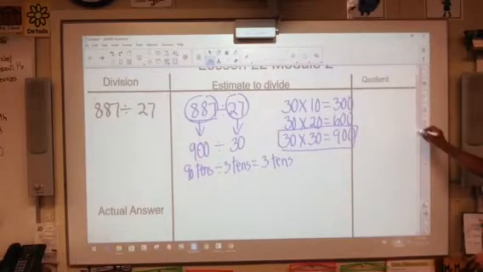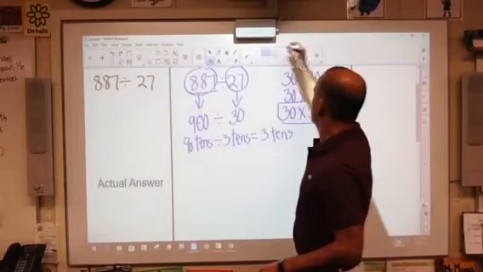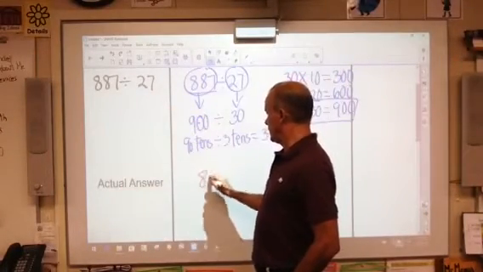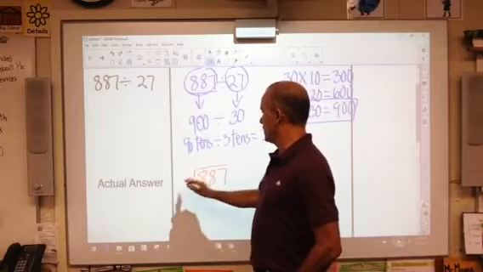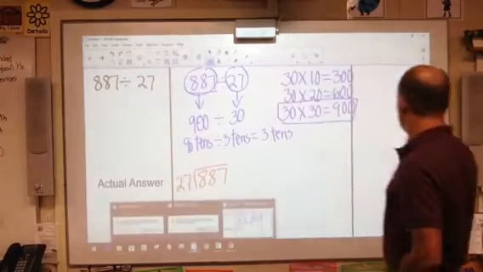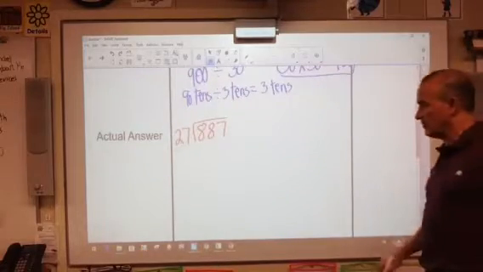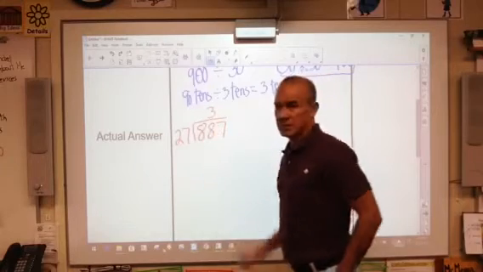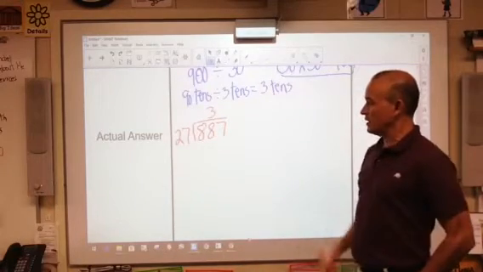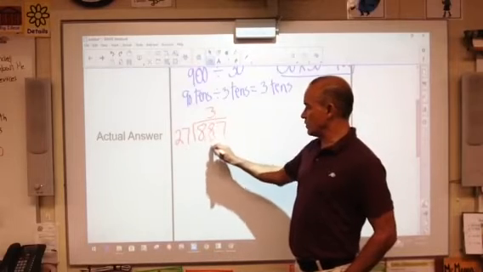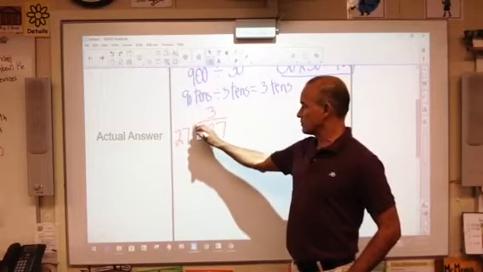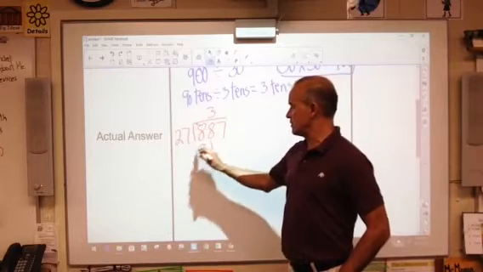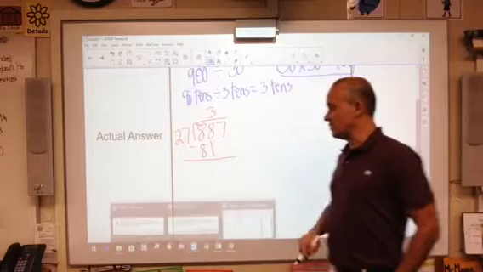Okay, now we can do the actual division. Let me switch colors so we can see better. So the actual division is 887 divided by 27. This is where the estimation becomes helpful because we can say that the 27 goes into this number 3 times. See, that's the 3 times right here, right? 3 times 7 equals 21. We carry 2 over. 3 times 2 equals 6. Plus 2 equals 8. Now we're going to subtract that from the original number.